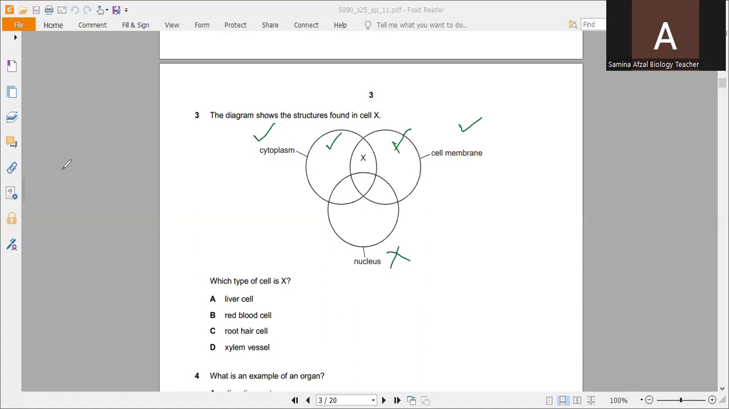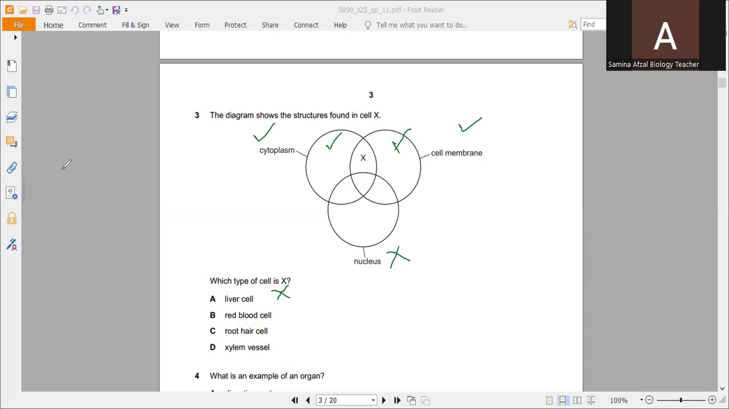The first option is A, a liver cell. A liver cell is an animal cell which has a proper nucleus, cytoplasm and cell membrane. But here there are only two, cytoplasm and cell membrane, present. So A is not a correct option. Second is red blood cell.